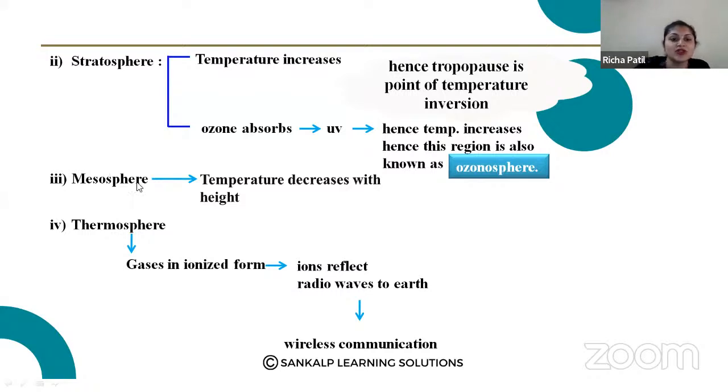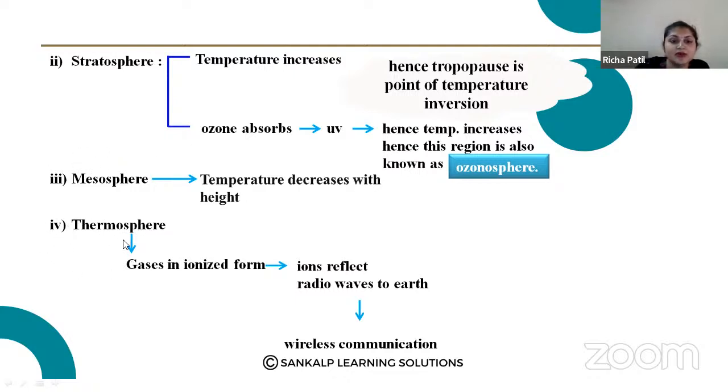Next is the mesosphere. Temperature decreases with height, so as you go above and above, the temperature will decrease. The region between the upper end of the mesosphere and the lower end of the thermosphere is known as the mesopause.